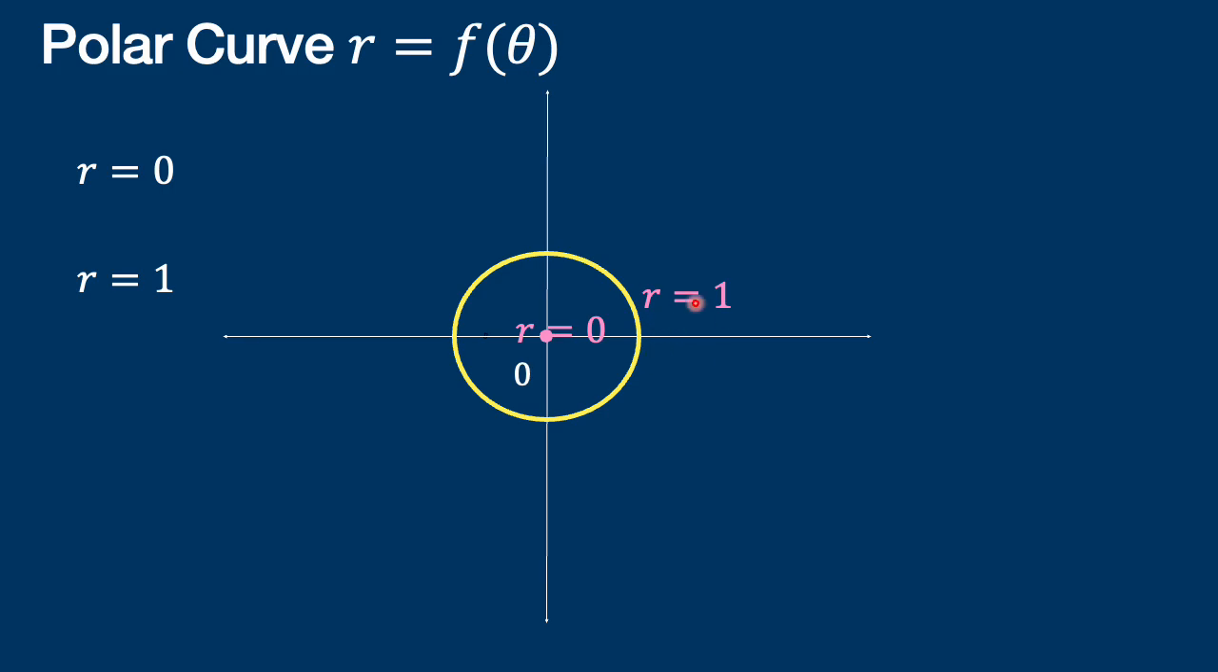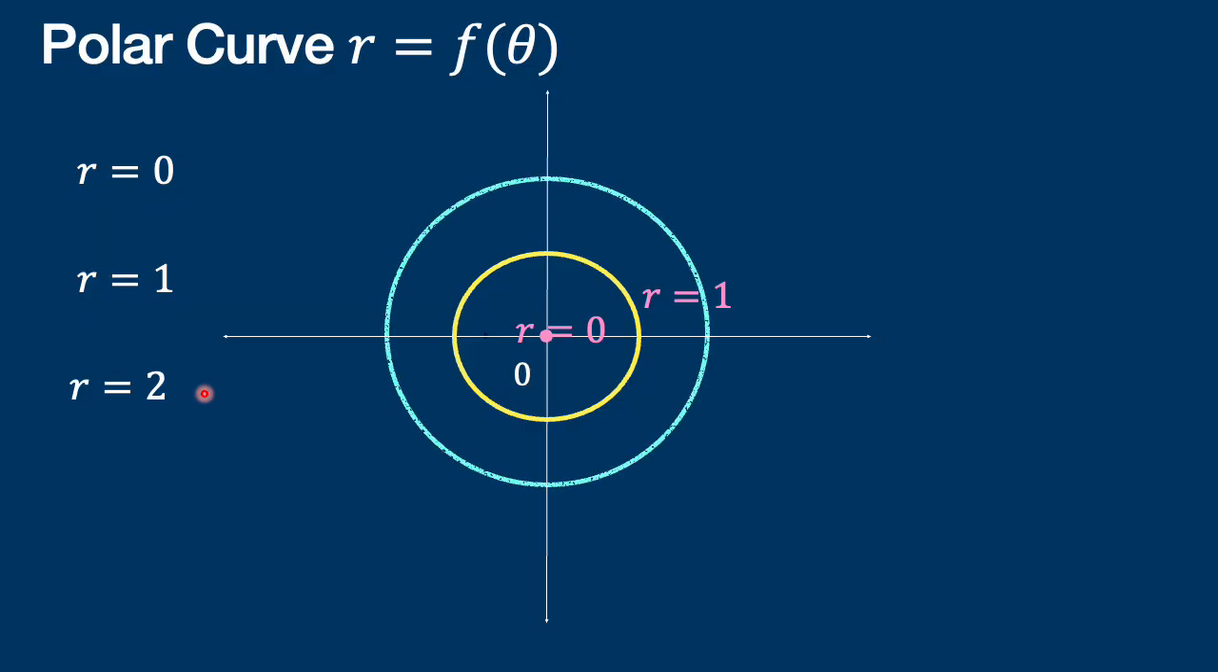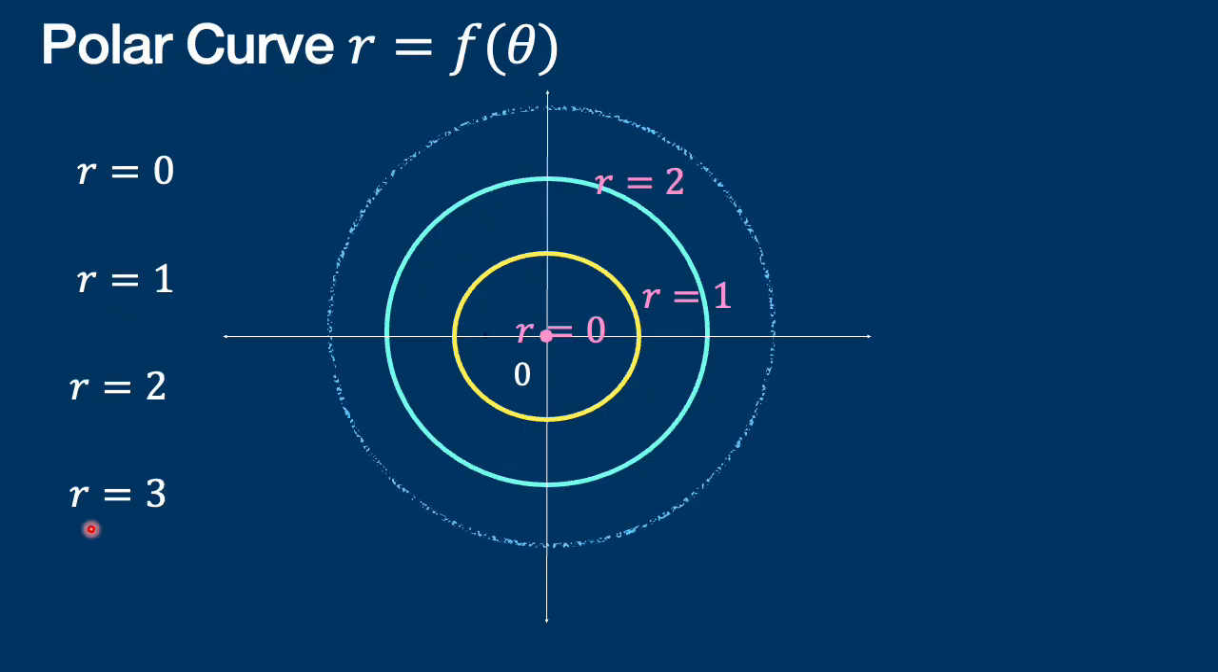Radius is going to be 1. The next one is r equals 2. The distance from the origin is 2. That represents a circle with radius 2 right here, guys. One more, r is 3. That curve represents a circle. Center is (0, 0). Radius is going to be 3. That's the polar curve with r equals a constant.